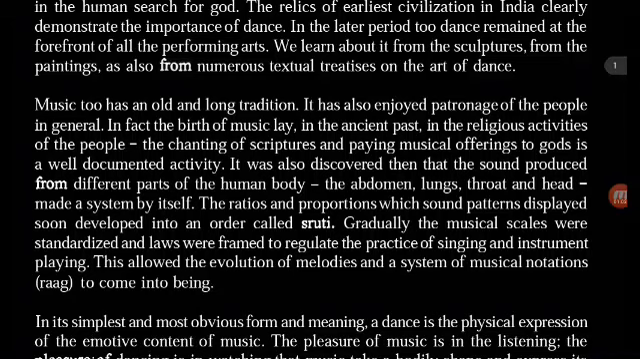In the religious activities of the people, the chanting of scriptures and paying musical offerings to God is a well documented activity. It was also discovered that the sound produced from different parts of the human body, the abdomen, lungs, throat, and head, made a system by itself. The ratios and proportions which sound patterns displayed soon developed into an order called Shruti. Gradually, the musical scales were standardized and laws were framed to regulate the practice of singing and instrument playing. This allowed the evolution of melodies and a system of musical notations to come into being.